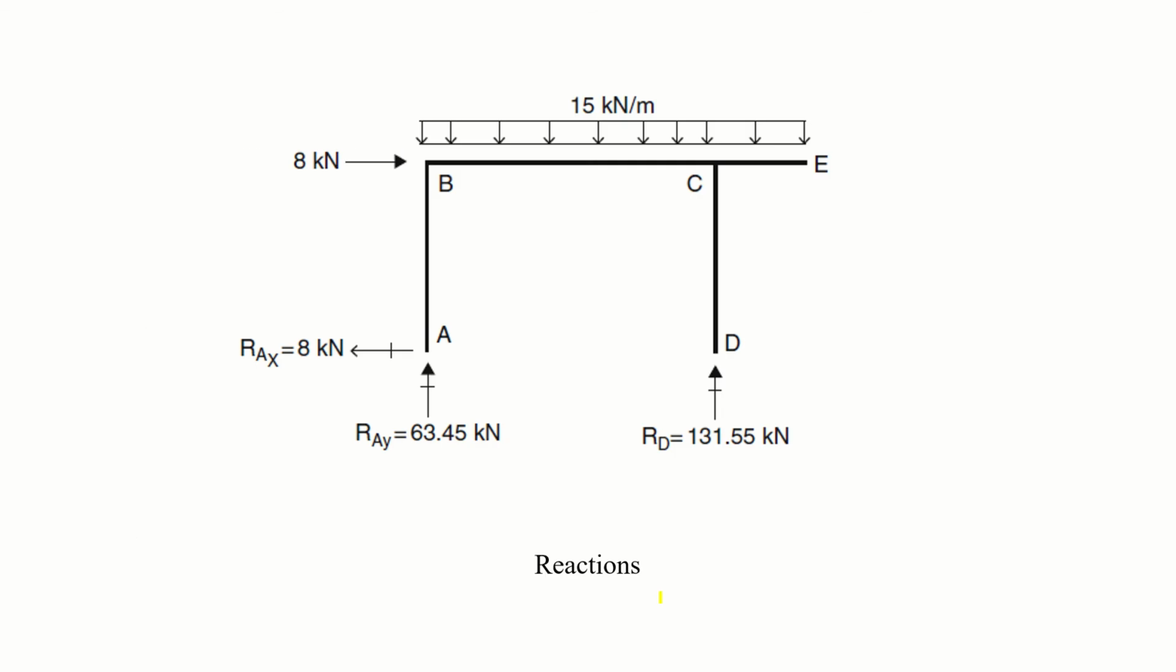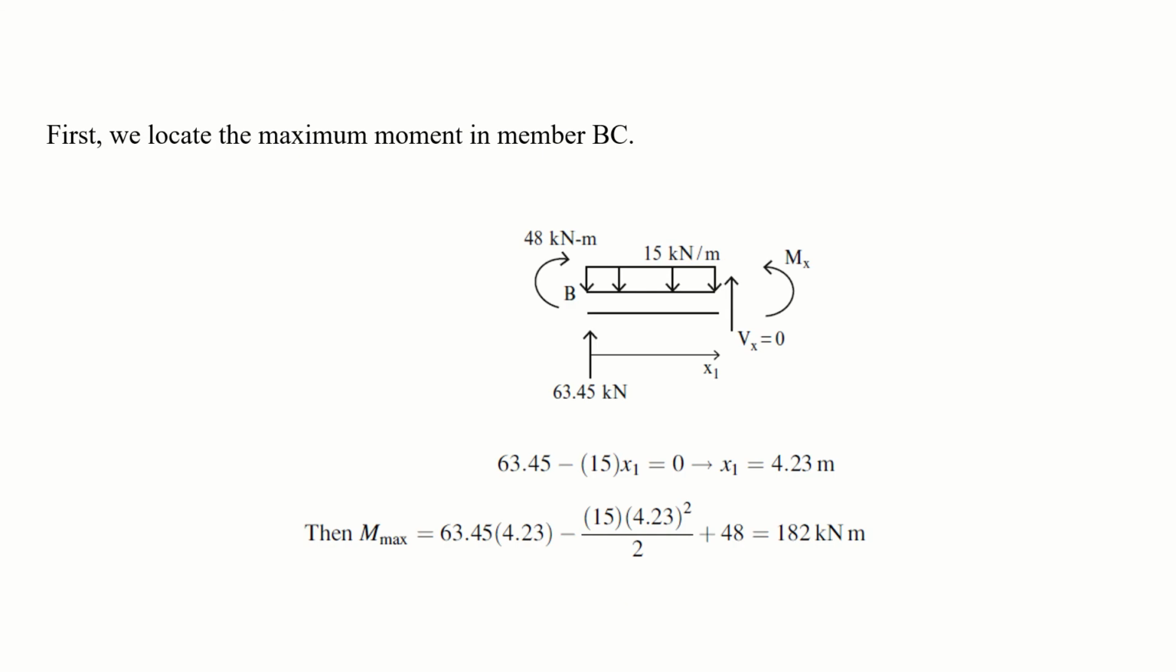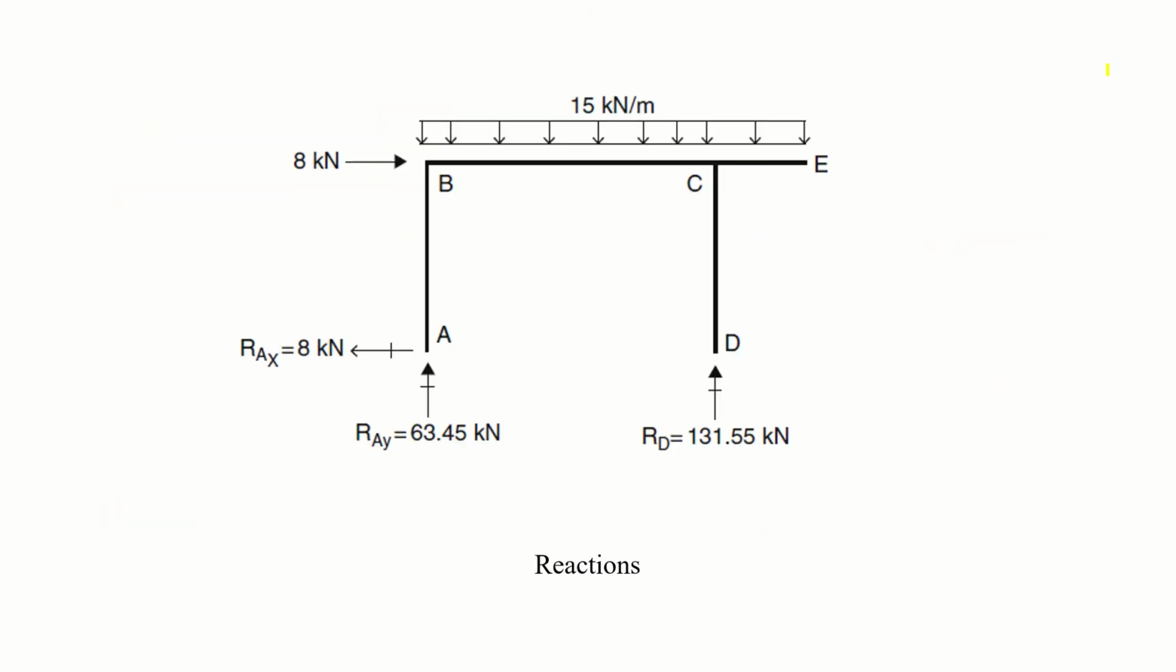Now just draw these reactions and determine the member actions. These are the end actions or the member actions, and start with the weakest point, of course. Just keep in mind that in this frame, in this example, the weakest member is member CE.